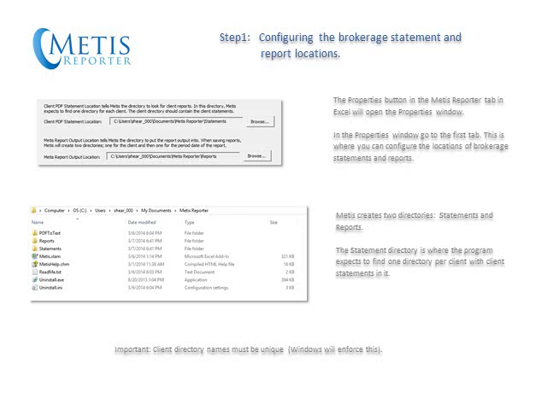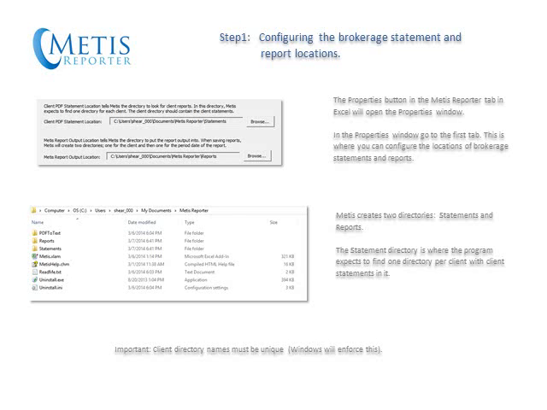If you open the Properties window and go to the first tab, that's where you can actually configure those locations. By default, you'll find this directory under Metis Reporter called Statements. And what the program's expecting is that you will go into that directory and create a directory per client. So if we have a client called Jeff Smith IRA, you would go into the Statements directory, create a directory called Jeff Smith IRA, and then inside that you would copy all of the brokerage statements that relate to that account. So that's the structure it's looking for.